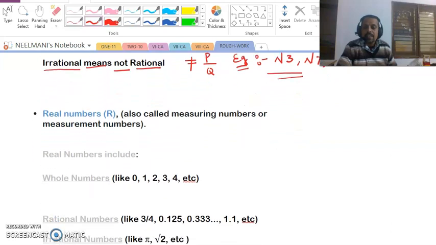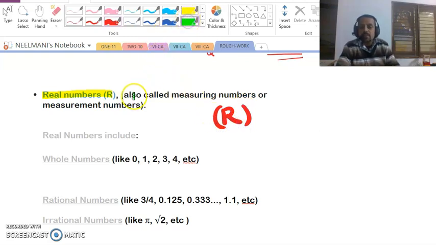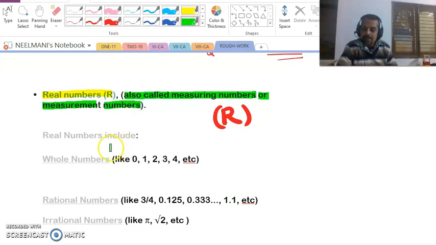Now the next thing, and even I would say the last thing that we are discussing under the heading of types of number, is real number. Real number is always denoted by the capital letter R. It is also called the measuring numbers. These are all numbers we use for measurements.